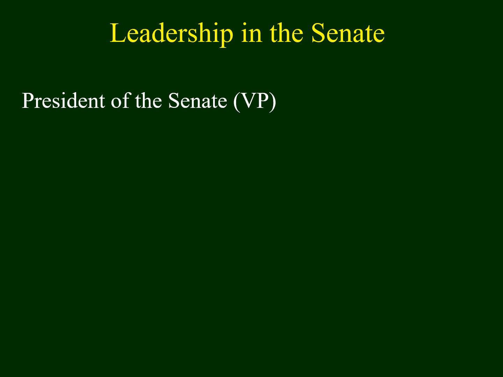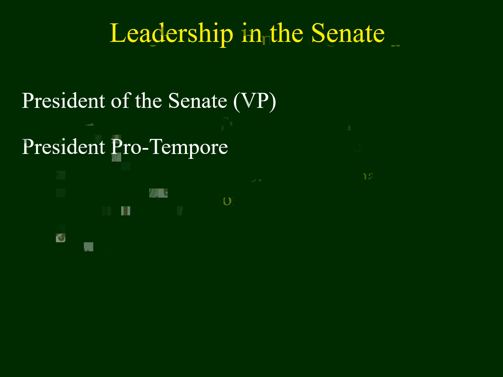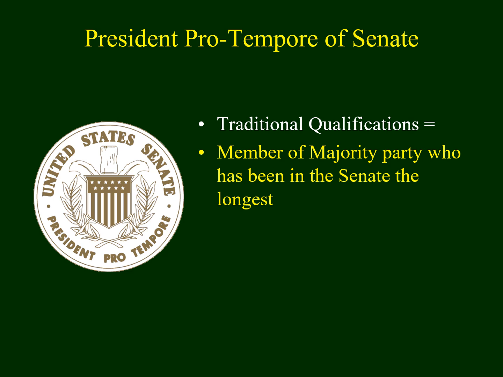So the President of the Senate is the Vice President of the United States. Because the Vice President can't always be there, there's another position identified in the Constitution. That's called the President Pro Tempore of the Senate. The position occupying this office has a qualification based upon tradition. It's a member of the majority party who's been in the Senate the longest.